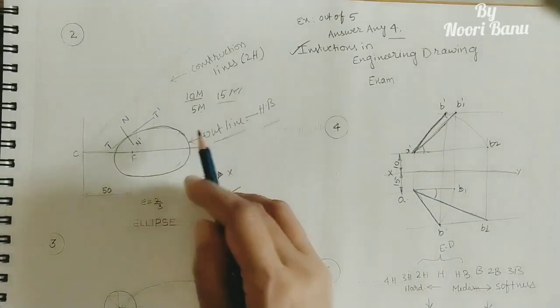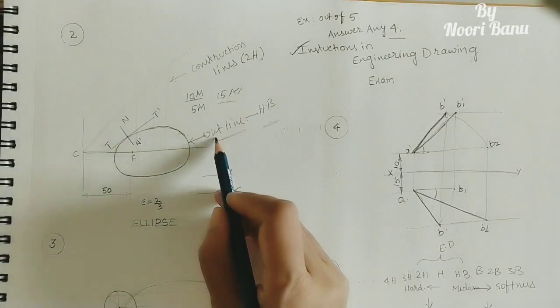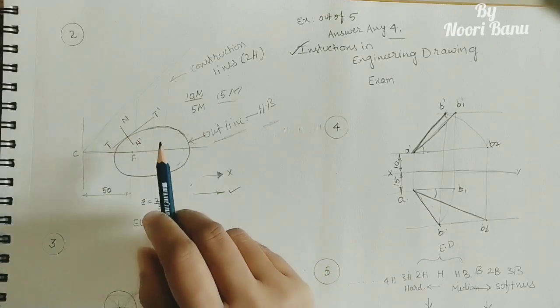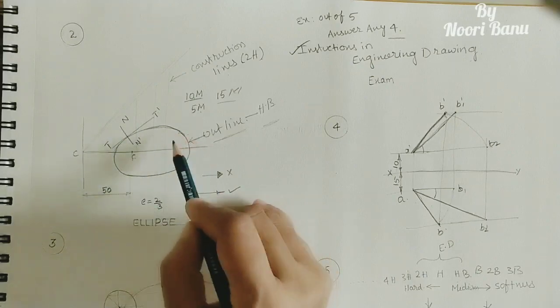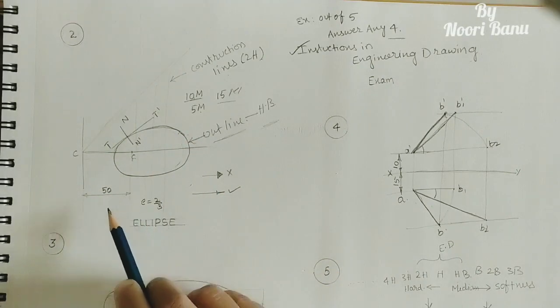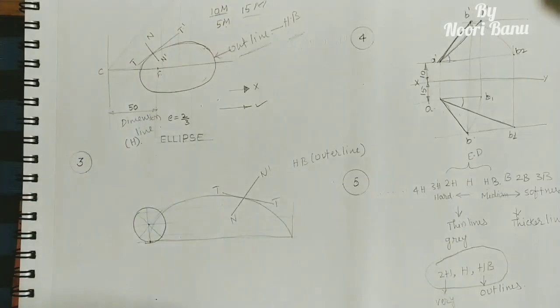Here, three types of lines are there in any diagram. The outline, that is the main diagram. Then the construction lines, which are used for constructing this main diagram. And then the dimension line. For this, take the second diagram.